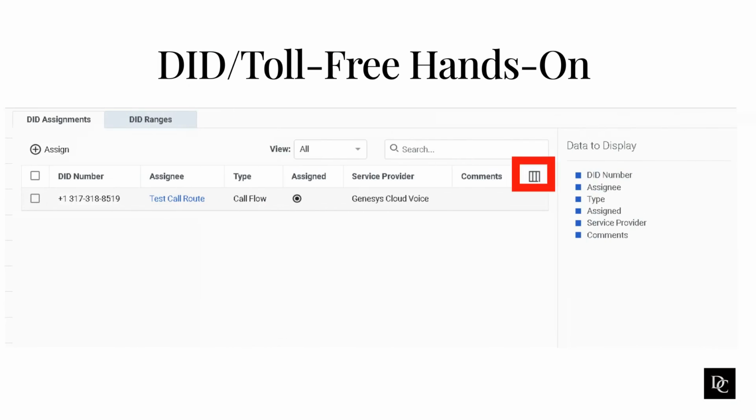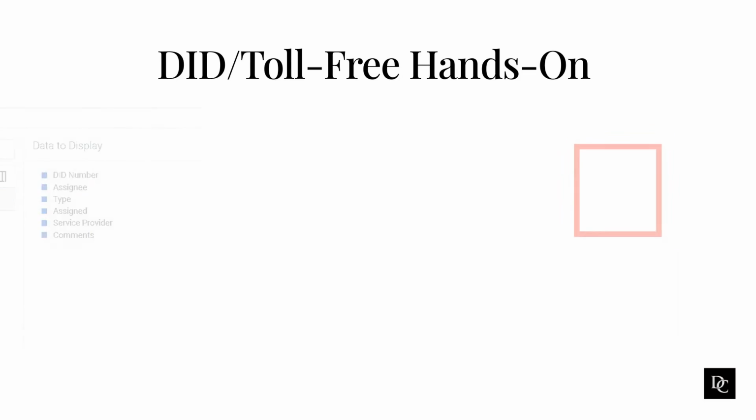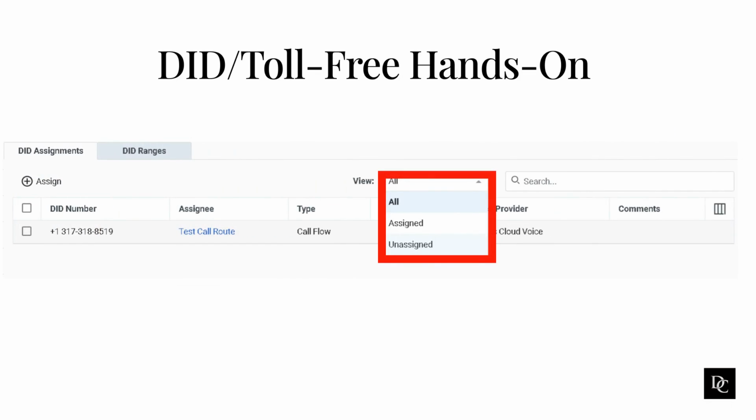To choose the columns, click Select Columns. Select the checkbox next to columns you want to appear. Clear the checkbox next to the columns you want to remove from table. To change the view, from the View list, choose either All, Assigned or Unassigned.